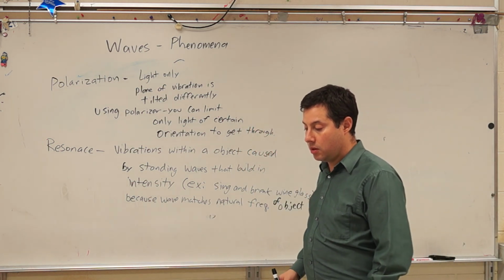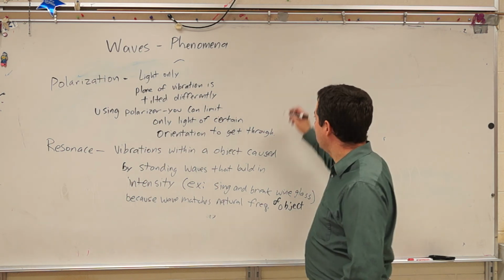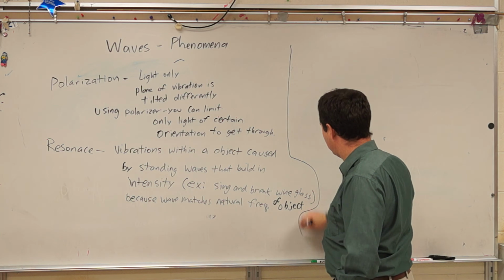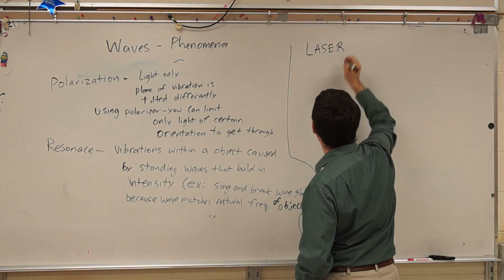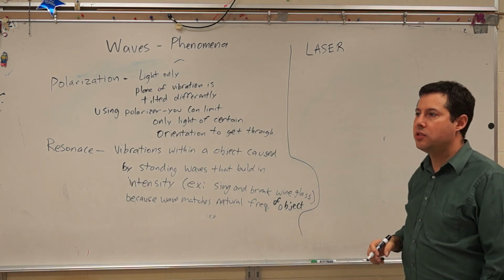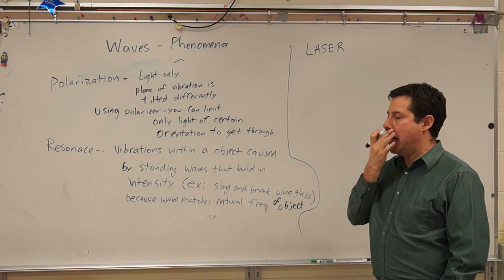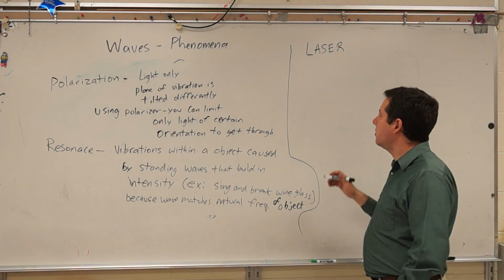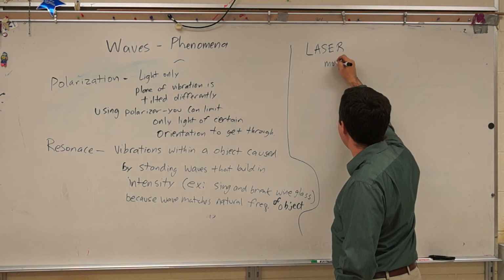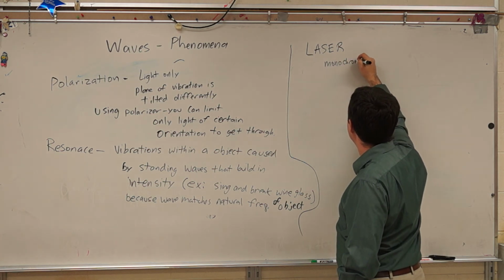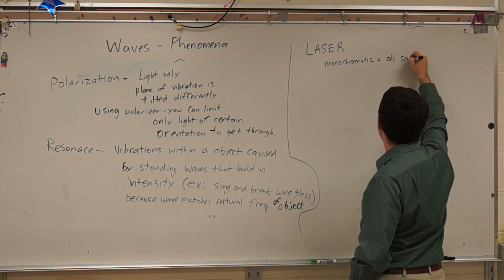Last thing I want to talk about. Let's talk about lasers a little bit. Laser is when you excite electrons and you emit light, and that light has certain properties. The light is called monochromatic, which means it's all the same color.